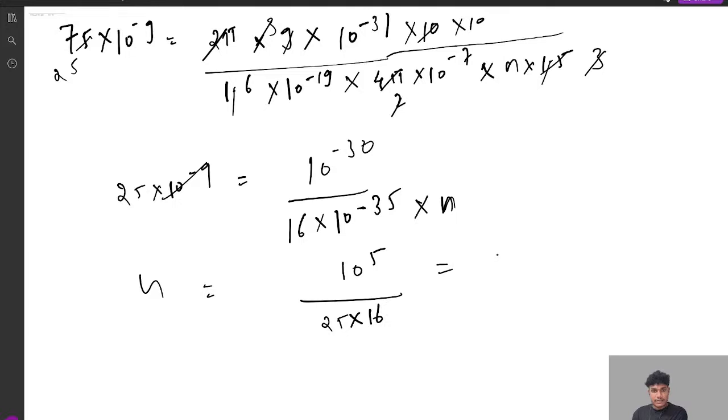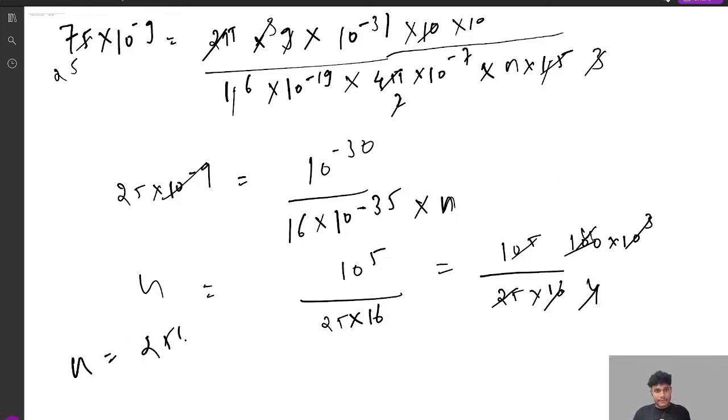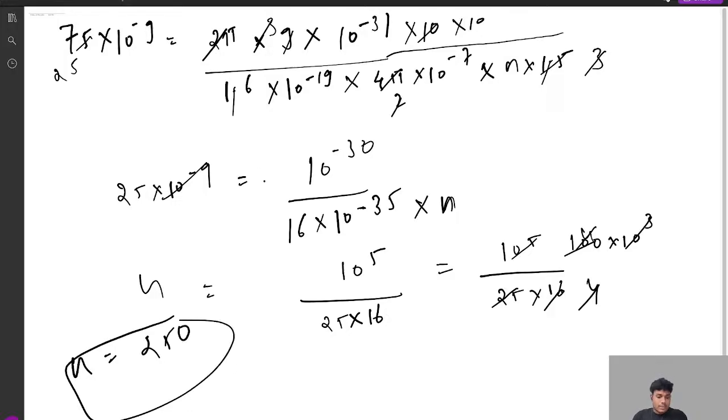From here we get, what is 10 raised to power 5 upon 25 into 16? If I cancel this, that is 100 into 10 raised to power 3. If I cancel this 4 times and this 4 times, 1000 by 4 is equal to 250. Here n is 250. Okay, understand? Do you understand this?